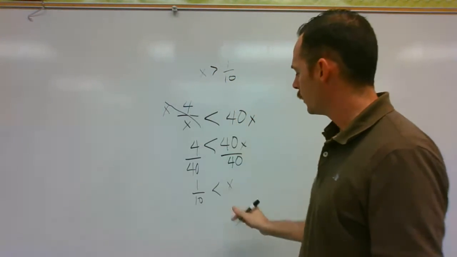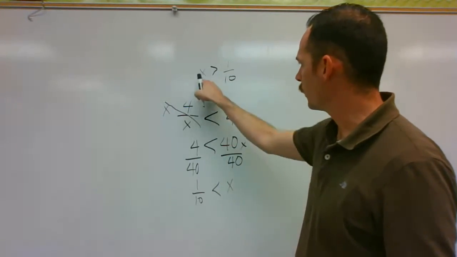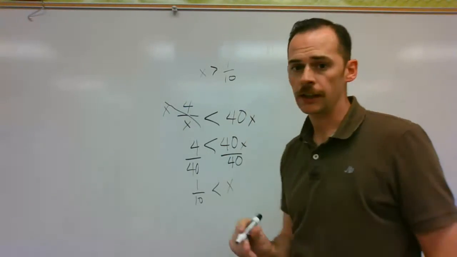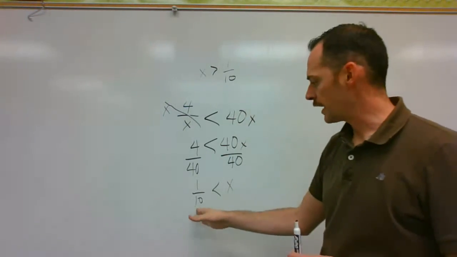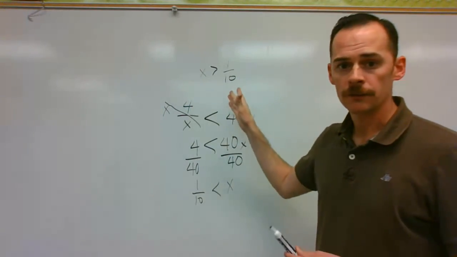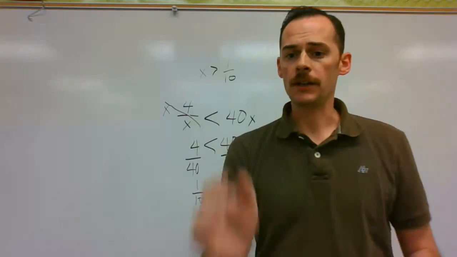1/10. Okay, we keep the fact that x is bigger than 1/10 in both instances. Okay, it's just here we're saying that 1/10 is smaller, and here we're saying that x is bigger. That's all there is to swinging that around if necessary.